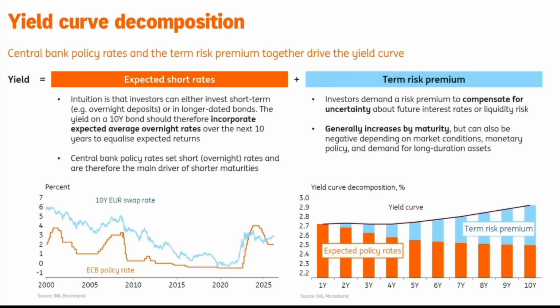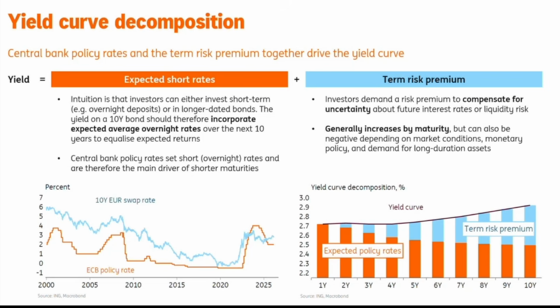So let's think about the yield curve decomposition. And to be honest, this is going to be the most difficult chart or the most difficult slide, but also really making the foundations for the rest of our analysis. So even if you don't immediately understand every detail on this, we will come back and practice this further on. So the yield can be roughly decomposed into an expected short rates component and a term risk premium. So what does that mean?